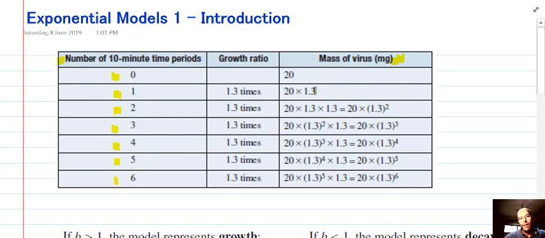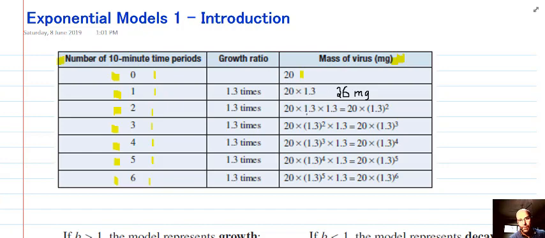In other words, at the start of the monitoring, they weighed or detected 20 milligrams of some virus. After a set of 10 minutes has passed, one time period we'll call that, there was 1.3 times as many. So in other words, they detected 26 milligrams of the virus. So that growth ratio is 1.3 times as many as there was.